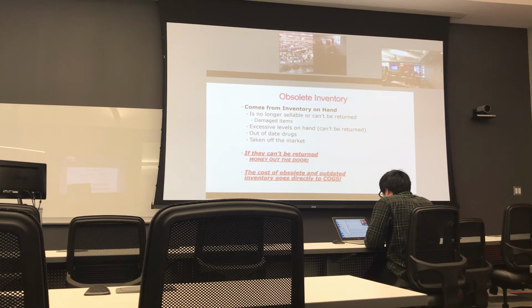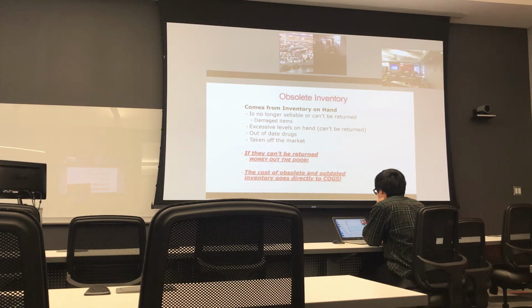So obsolete inventory can't be sold, it's damaged, excessive levels, and cost of obsolete and outdated drugs goes directly to cost of goods sold. So if you increase cost of goods sold without any sales to offset it, what happens to your gross margin? It'll go down. And will management like that? I don't think so, because decreases in gross margin gets management's attention.